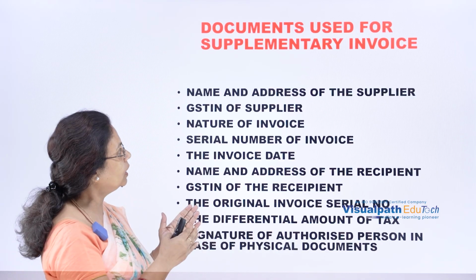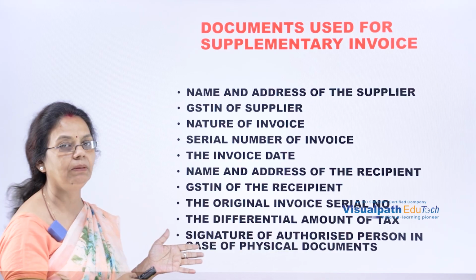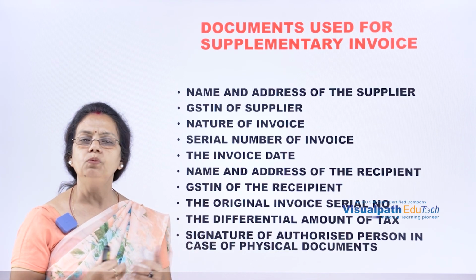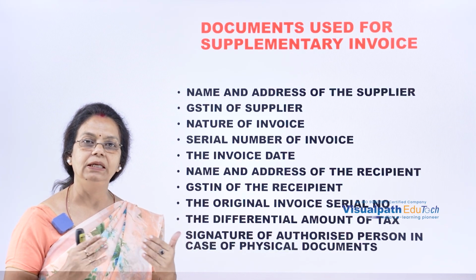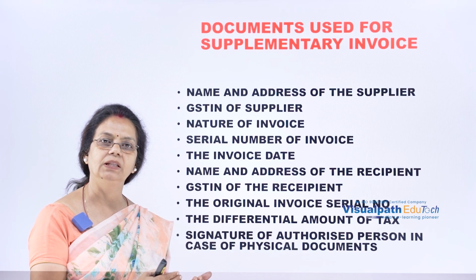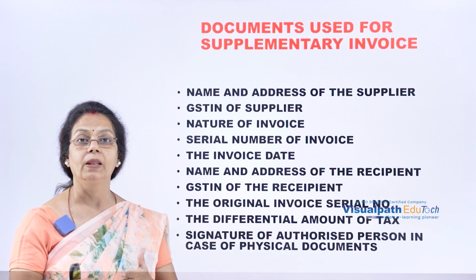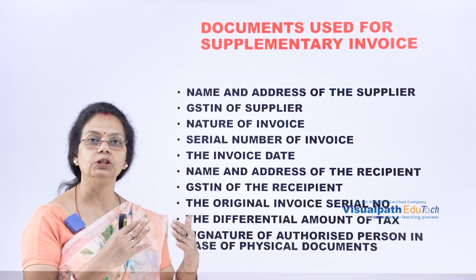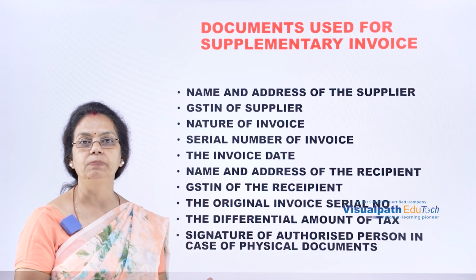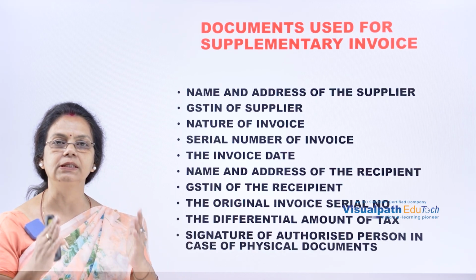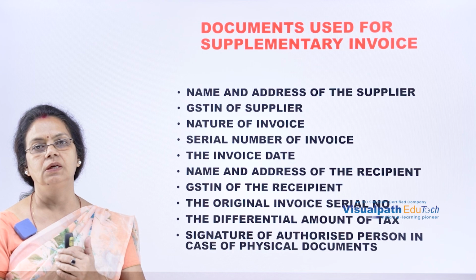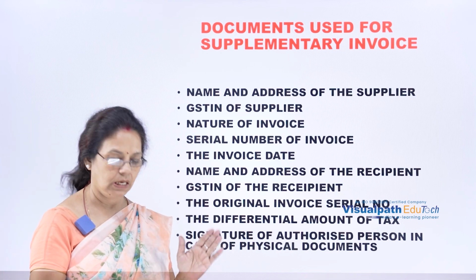So this is all about the content of the supplementary invoice. What we come to know is that this is exactly similar to the tax invoice, but it is a supporting document for the deficiency amount which was not there in the original tax invoice. So these are the contents which are required.